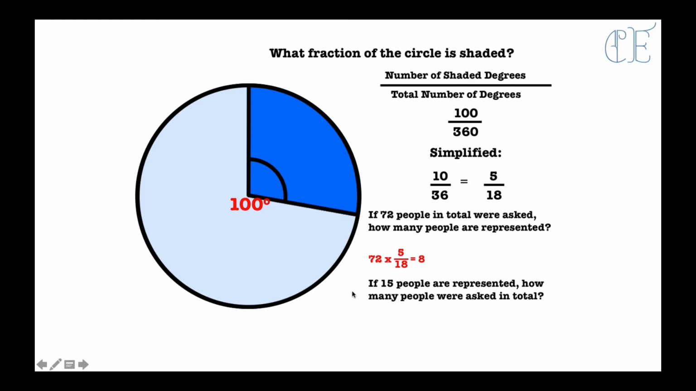So now it's changing it up again. If 15 people are represented here, how many people were asked in total? So what it's telling you now is that 100 degrees is 15. So if 100 degrees is 15 people, we can divide by 100 to tell us what 1 degree would be. So 1 degree would be 0.15, and then we just times that by 360 to give us 54 people. So 54 people were asked in total if 100 degrees represents 15 people.